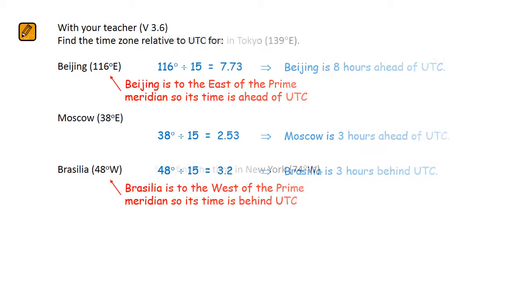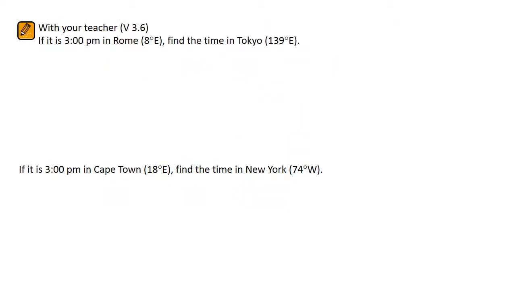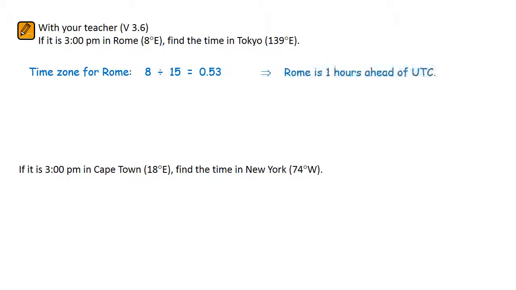To do questions like this one, the first step is to find the time zones for each location. Divide Rome's longitude by 15 and round to the nearest. We're going to round down in this case to 1, and because the longitude is to the east, Rome is 1 hour ahead of UTC.